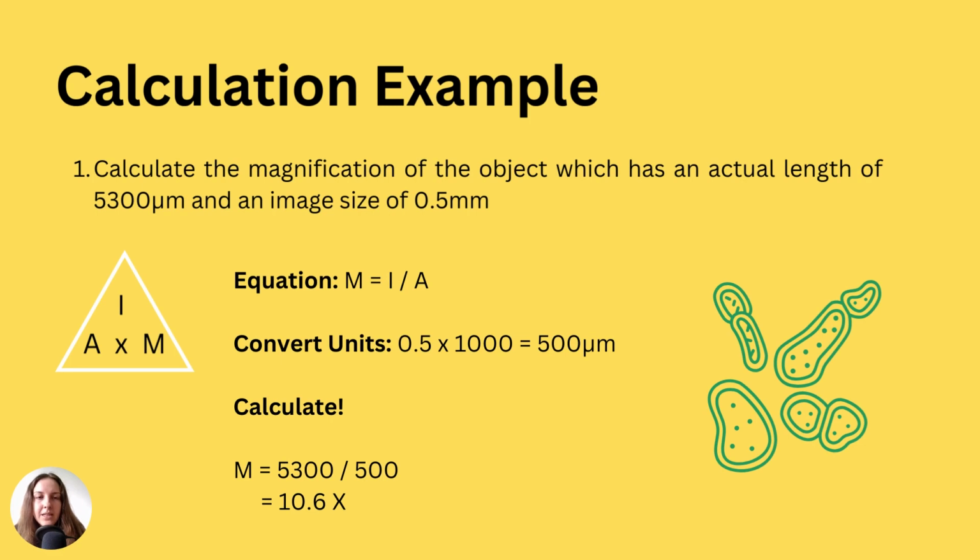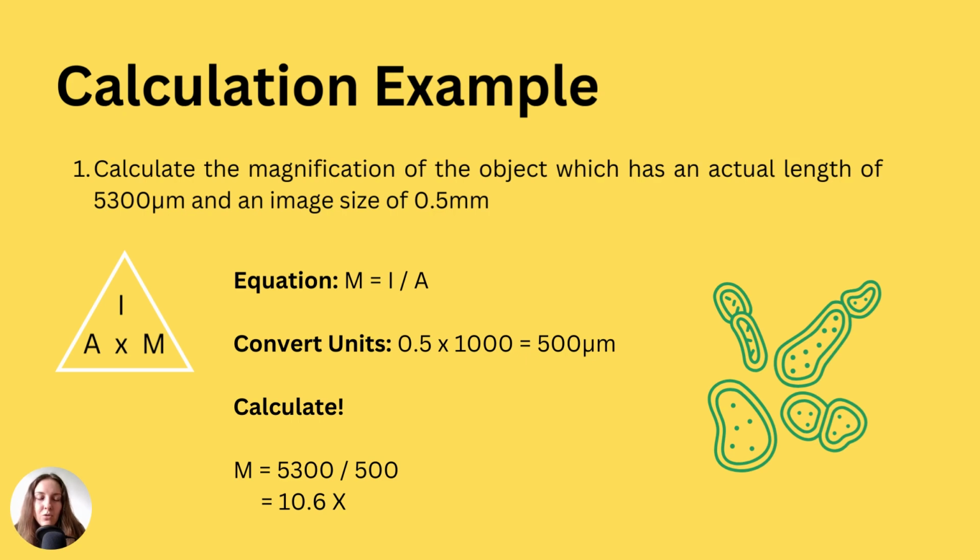So let's do an example. Calculate the magnification of an object which has an actual length of 5,300 micrometers and an image size of 0.5 millimeters. First of all, you want to write out the equation you'll need. So we're trying to calculate magnification. So M equals I divided by A. You then want to convert your units. So we're going to get everything into micrometers. So if we do 0.5 millimeters times 1,000, we should get an answer of 500 micrometers.